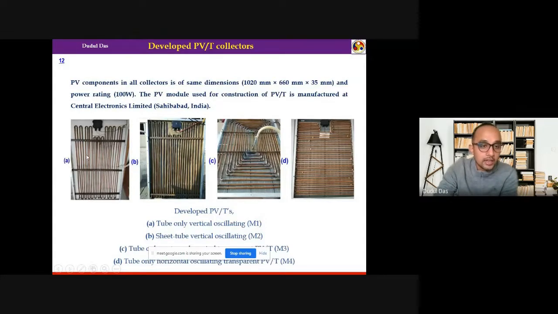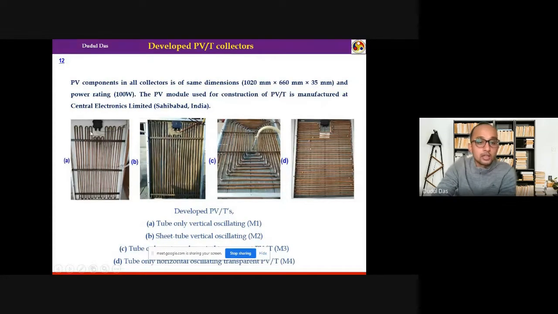In A, the tubes are glued directly onto the backside of the PV modules. Whereas in B, we have come up with a setup where we placed these tubes above an absorber sheet, and these tubes are connected by welding. Finally, this absorber configuration, including the tubes as well as the sheet, we have glued onto the rear surface of the PV. And C and D, C is called rectangular horizontal.